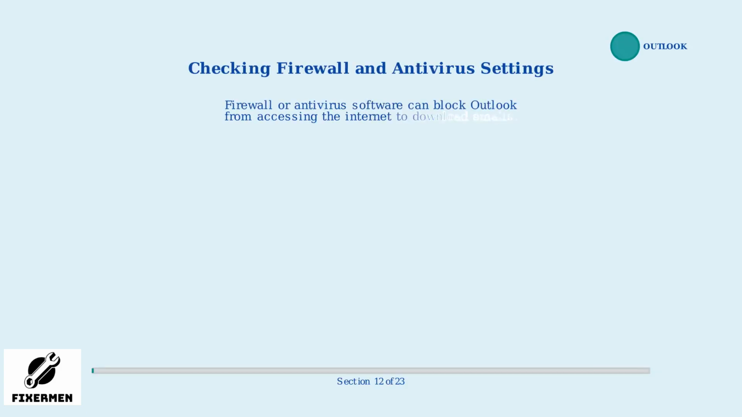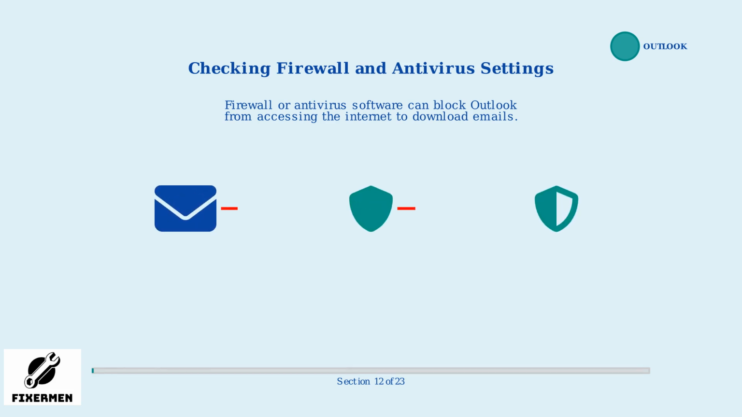Firewall or antivirus software can sometimes block Outlook from accessing the internet to download emails automatically. These security tools are designed to protect your computer, but they might mistakenly prevent Outlook from connecting to email servers. Here's a visual representation. Outlook tries to reach the internet through your firewall and antivirus, but these security barriers might be blocking the connection, preventing automatic email downloads.